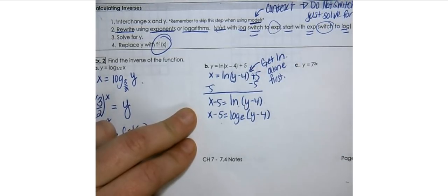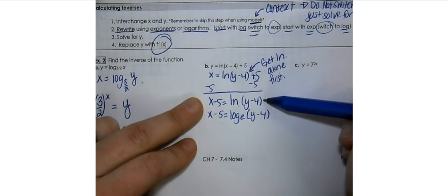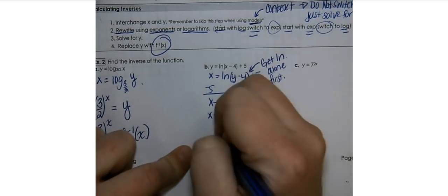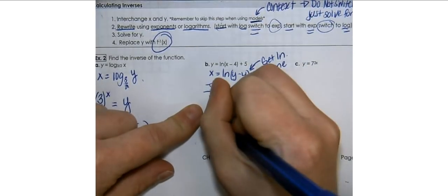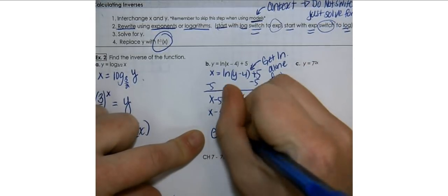You're more than welcome to do that, especially if you're a visual learner. If you can already see that the base is e, then that will help you out tremendously. So what I'm going to do is rewrite this as e raised to my exponent of x minus 5 is equal to my argument, which is y minus 4.